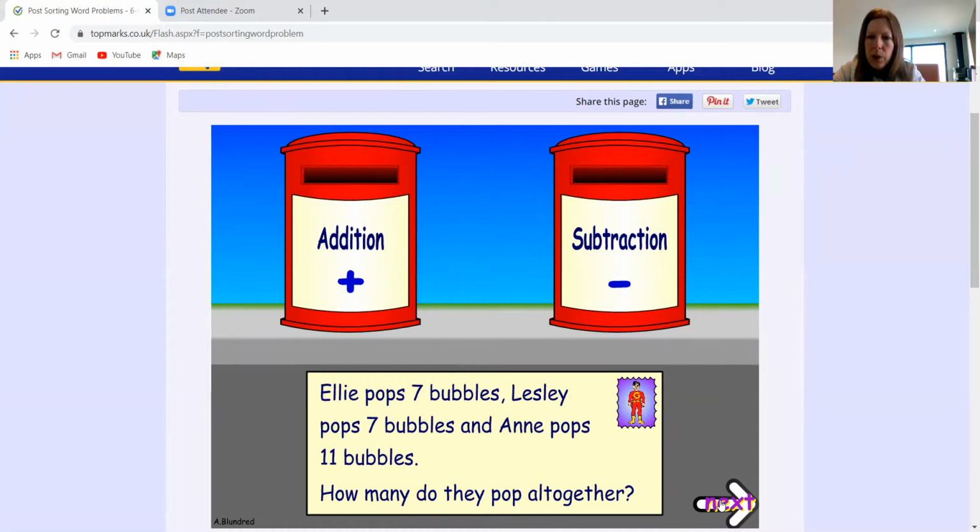Yeah, hopefully you spotted that word altogether. That means that we are adding. So 7 and 7, let's work it out. 7 and 7, if we double that, is going to be 14. And then if I add 14 and 11, so 14 and my 10 would be 24, and with that 1 would be 25. So 25 bubbles popped all together, but we definitely added to work that out.